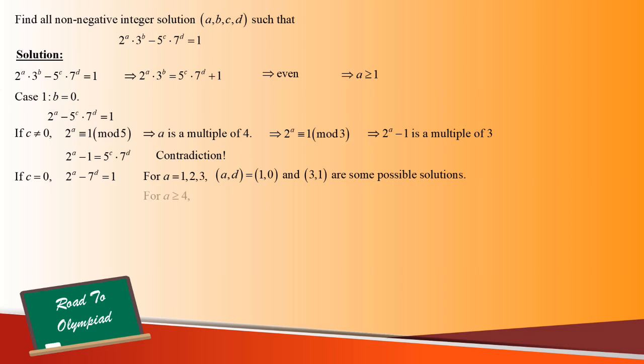And for a at least 4, we have 2^a is a multiple of 16. So by taking congruence modulo 16, we have negative 7^d is equal to 1 mod 16, or simply 7^d is equal to negative 1 mod 16. Checking through the powers of 7, we have no solutions for d. Therefore, in this case, we have two solutions, namely 1, 0, 0, 0 and 3, 0, 0, 1.